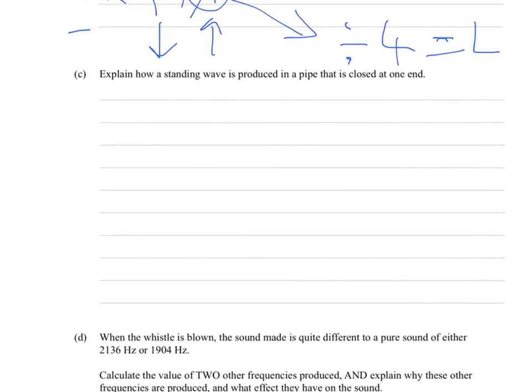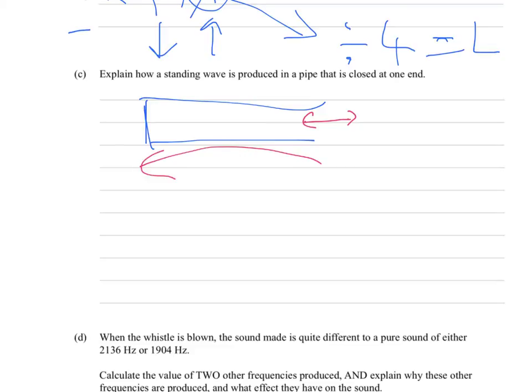Part C: explain how a standing wave is produced in a pipe that is closed at one end. In a pipe that is closed at one end, there's your closed end. What we would say is that with the whistle, it's resonating the air at the open end. As it resonates the air, you're displacing the air and you send that non-standing wave down the length of the pipe, it hits the closed end, and then it bounces back.